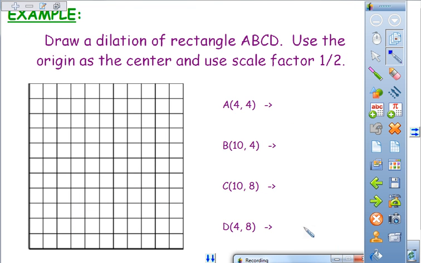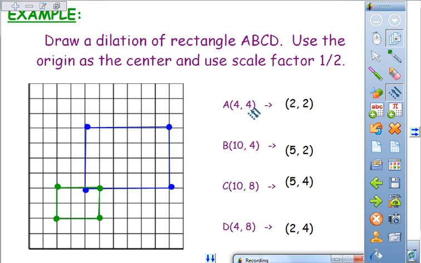Try this one on your own. Pause the video until you're ready to see the answers. So I'm going to multiply every coordinate by a half. So my blue rectangle turns into the green, so it does get smaller. In terms of the center of dilation, if I draw lines from my center of dilation, notice it goes through my image and my pre-image.